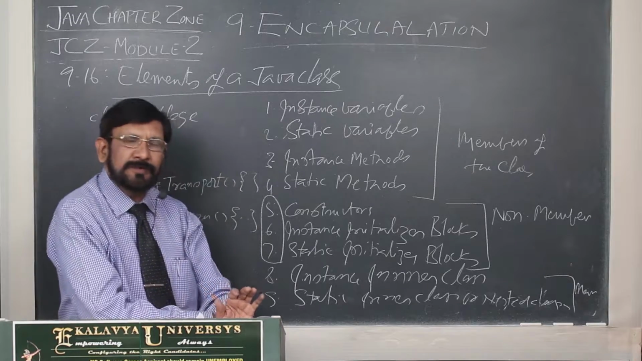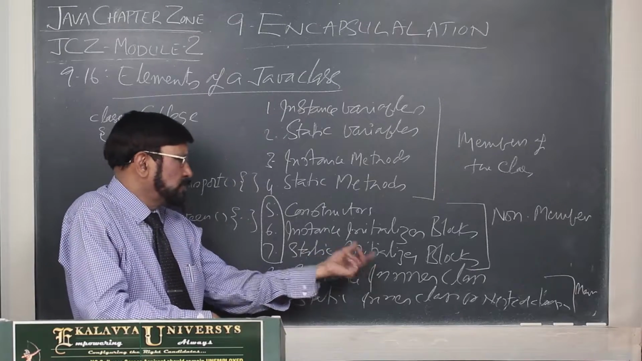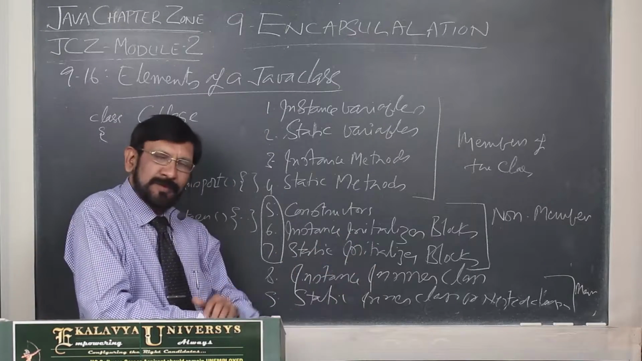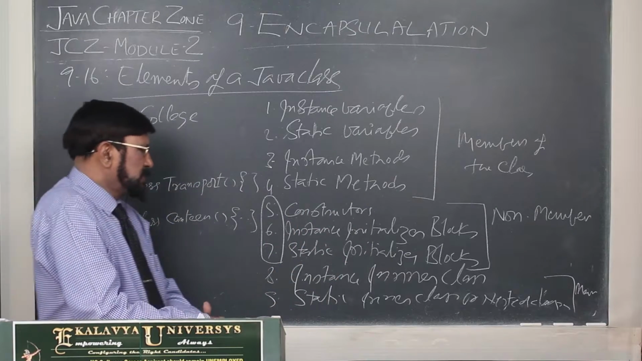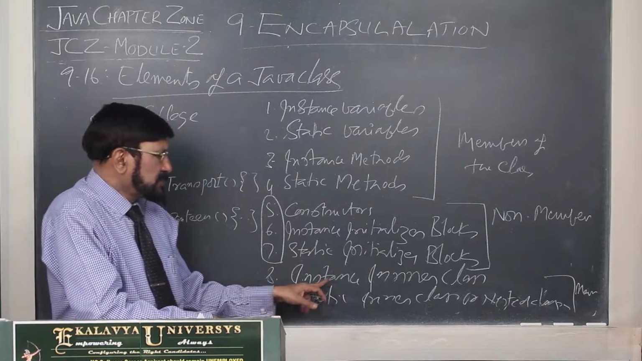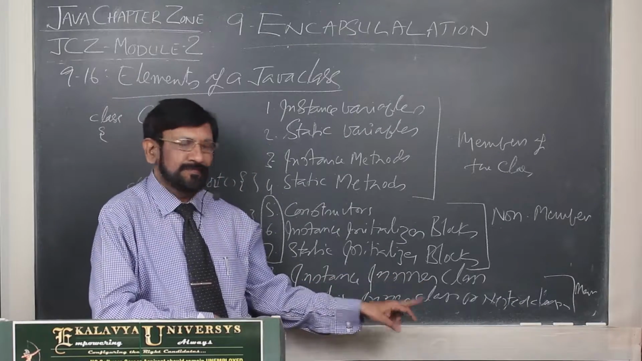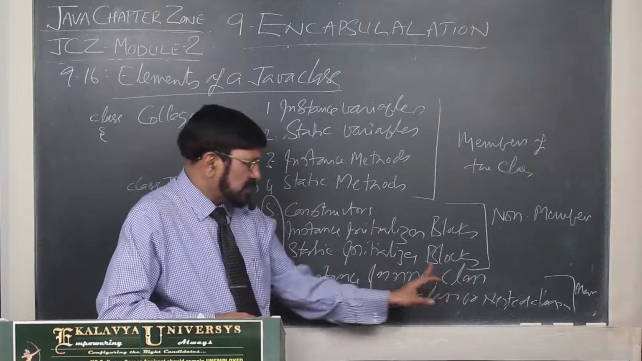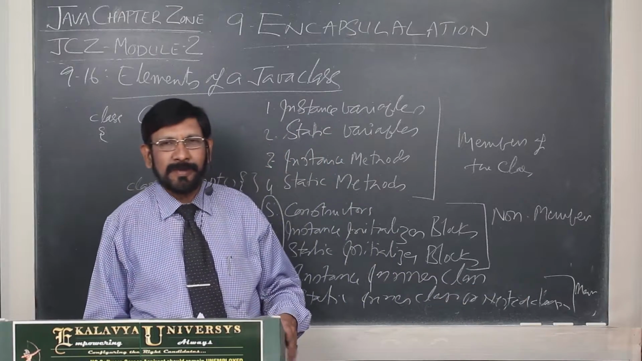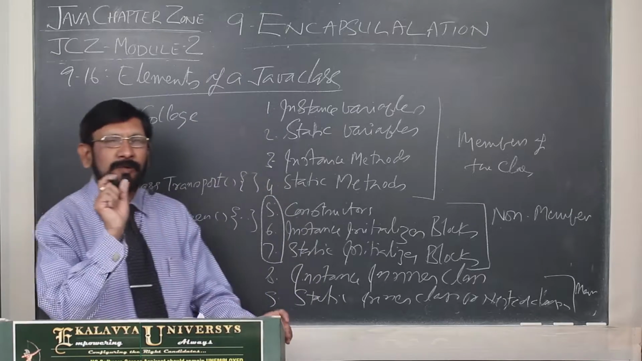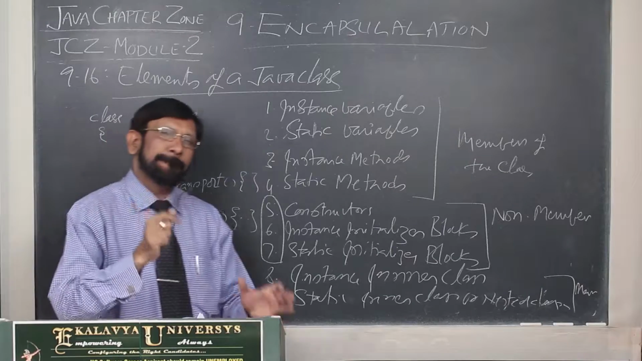If any task is to be performed only one time, such task can be performed using static initializer blocks. These three are not members. Thereafter, new elements I have to introduce: instance inner classes and static inner classes. Static inner classes, for the sake of differentiation, are called nested classes. Okay, now what is that? I have to explain it through an example, then only you can understand.